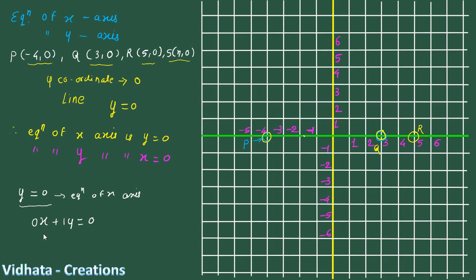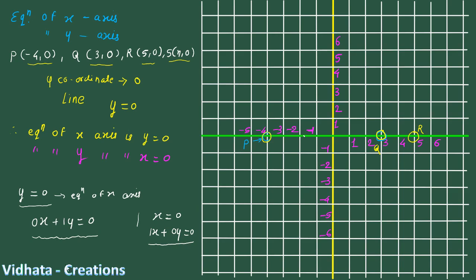And what will be the equation of the y-axis? Similarly, the equation of the y-axis is x is equal to 0. How will you write it in two variables? You can write this equation in two variables as 1x plus 0y is equal to 0. This is the equation of the y-axis in two variables, and the earlier one is the equation of the x-axis in two variables.